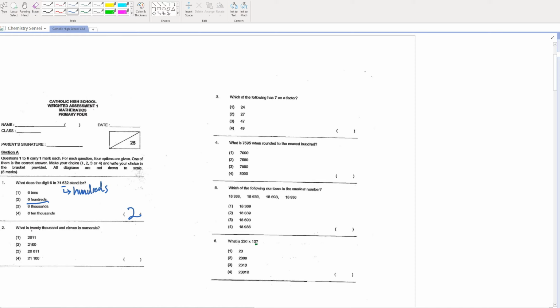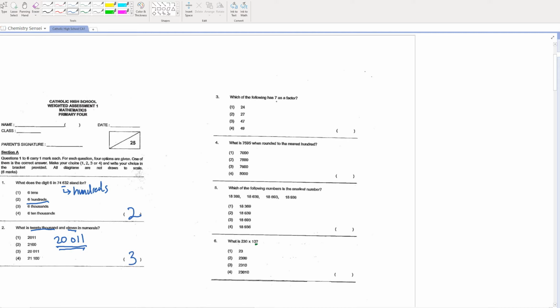Question 2. What is 20,011 in numerals? Alright, this is 20,011. So the correct answer is option 3.